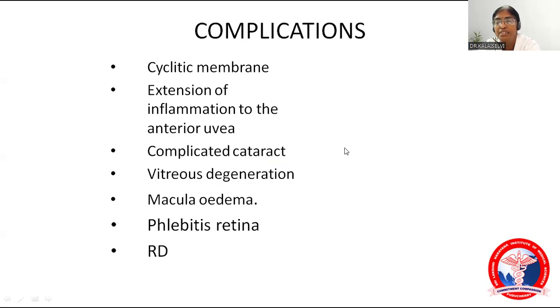Now, for complications, they lead to formation of a cyclitic membrane or extension of the inflammation, which can involve the anterior area also. There can be formation of a complicated cataract, seen usually in the posterior subcapsular region. Vitreous degeneration happens, and we can have diffuse macular edema. The peripheral vessels are also inflamed, which leads to vasculitis of the retina. And because of membrane contraction, we have a retinal detachment as well.